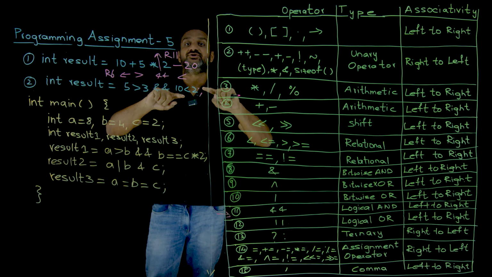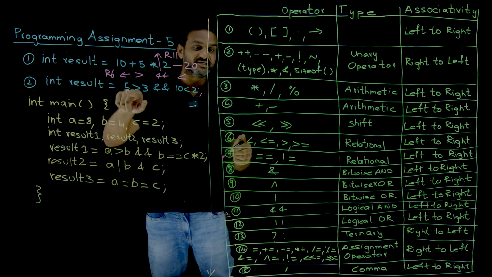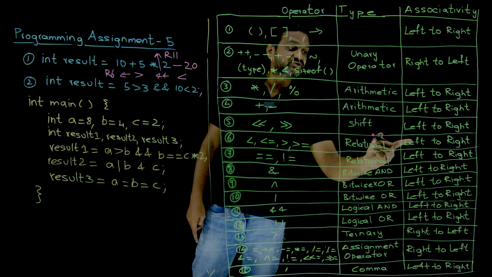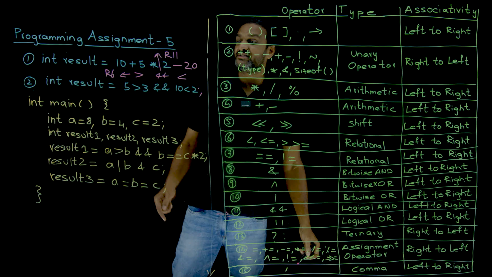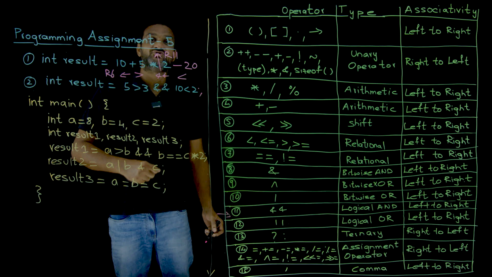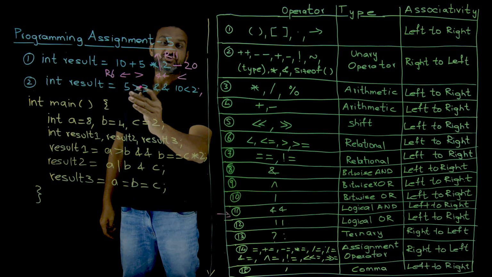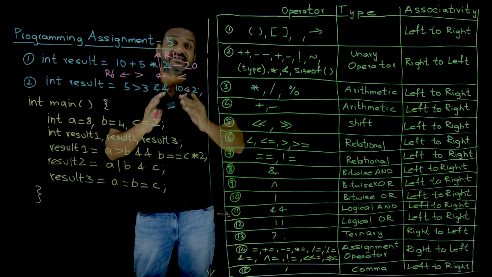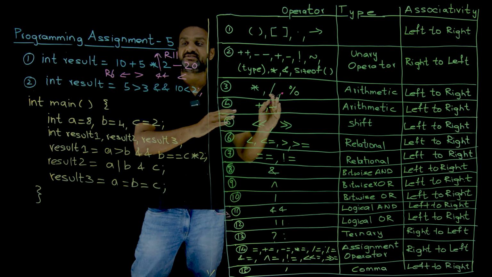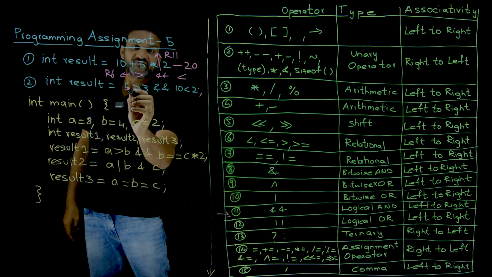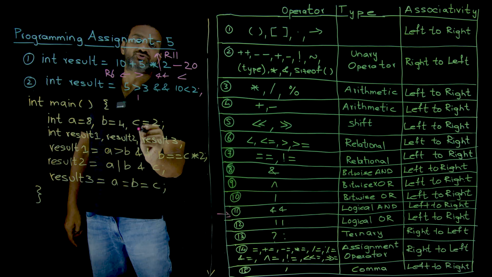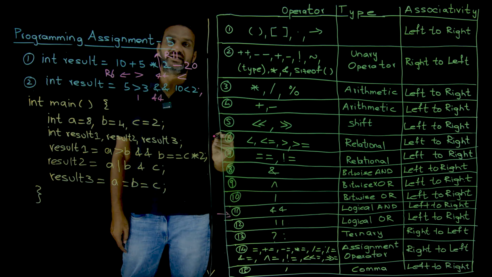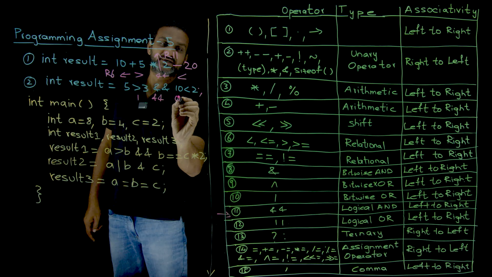Now how do we execute that? For R6, the associativity is from left to right. It means the left expression has to be executed first, and as we move from left to right, the expressions having the same rank are evaluated. So the outcome of 5 greater than 3 is true, and 10 less than 2: is 10 less than 2? No. So this one is going to be 0.